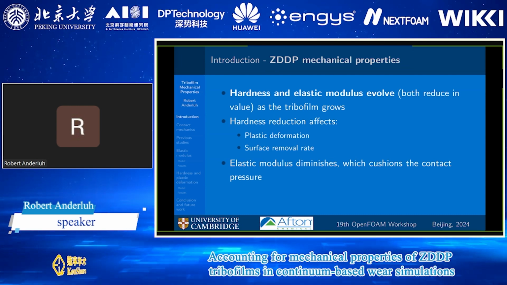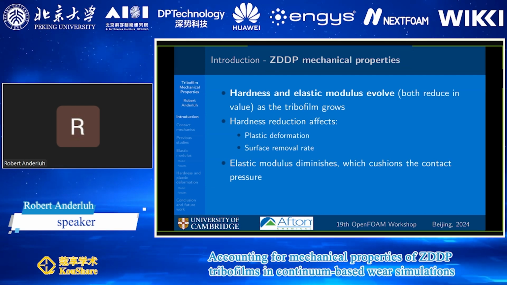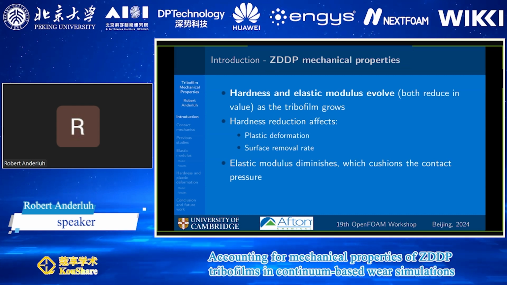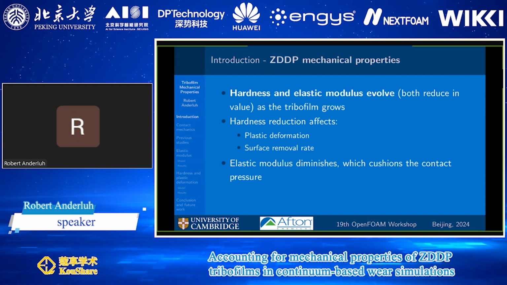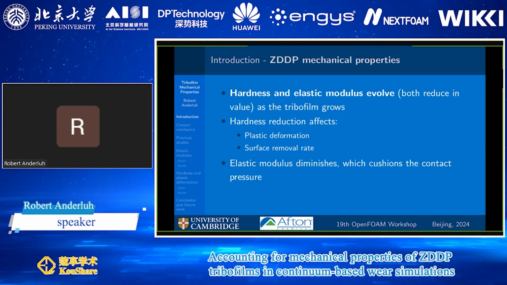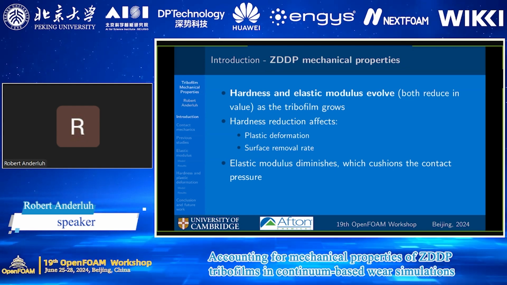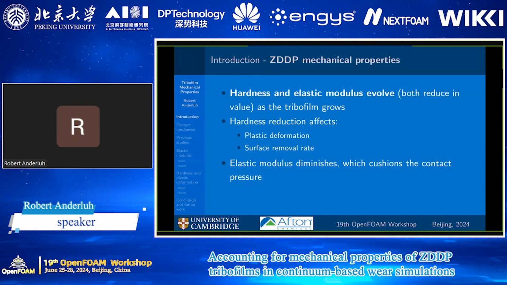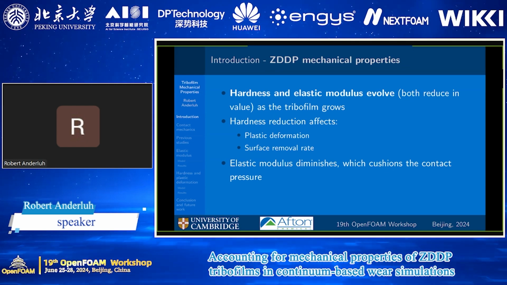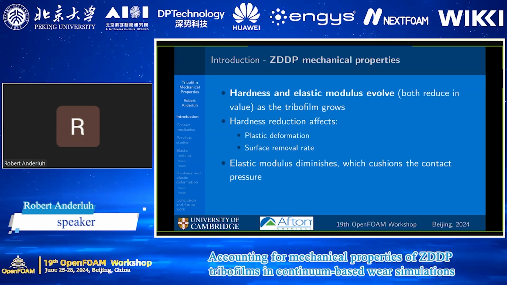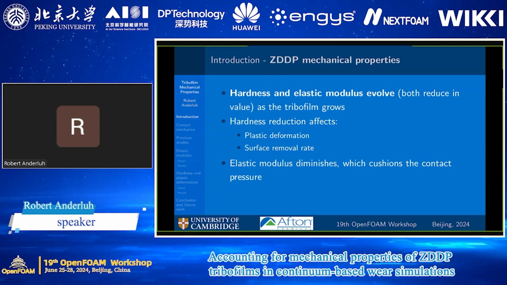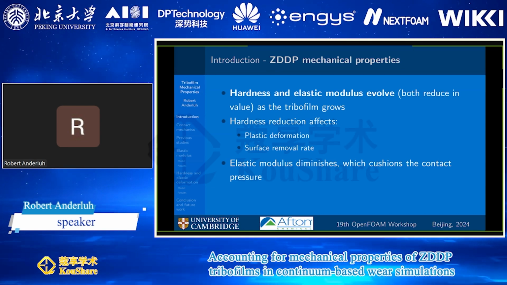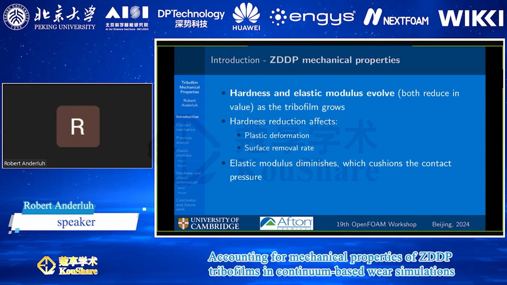Essentially, they both reduce in value as the tribofilm grows. The tribofilms have a lower value of both hardness and elastic modulus than the underlying steel, and depending on the properties of the film, they reduce in value as the tribofilm gets bigger and bigger. The reduction of hardness affects the plastic deformation rate because it's connected with the yielding deformation, and it also affects the surface removal rate. You can refer to Mr. Baltinen's presentation two presentations ago to see how hardness correlates with wear.